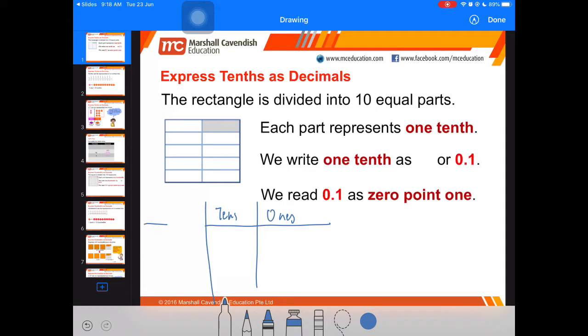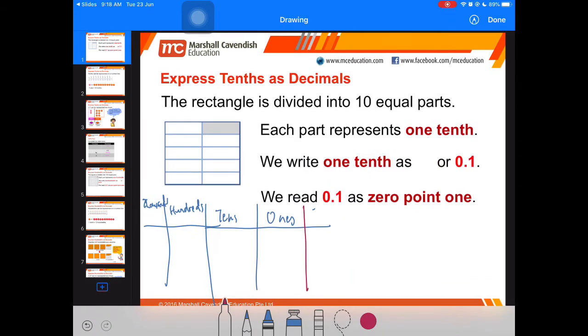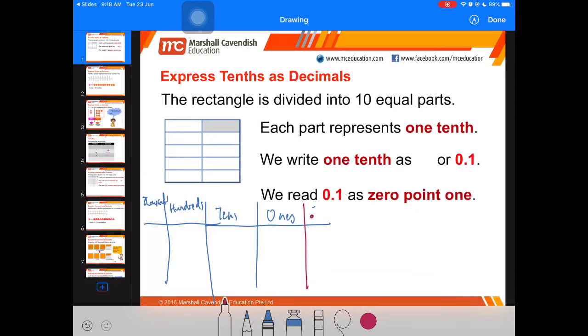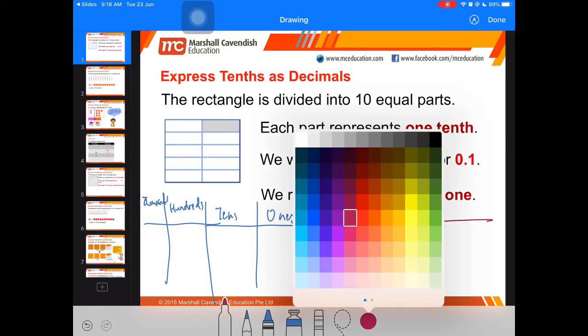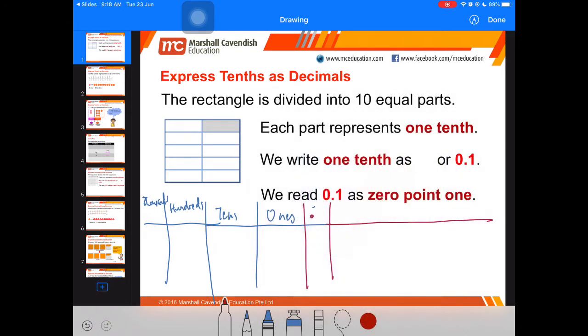Followed by hundreds, thousands, right? And now in primary 4, you're going to learn something about decimals. So this is the decimal point. And the next place value after the decimal point, which you learned last week, is not one, it's tenth.